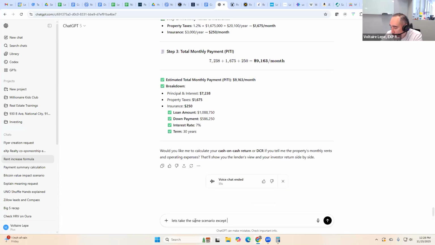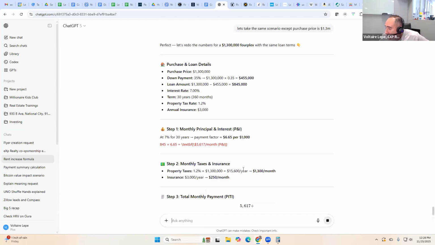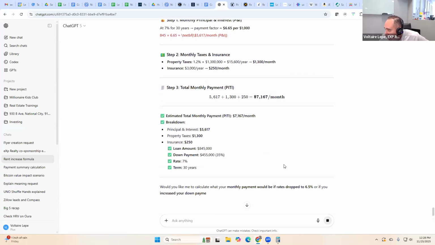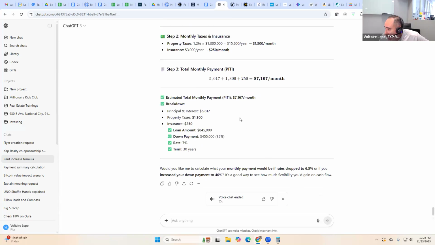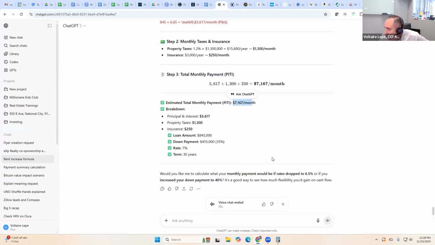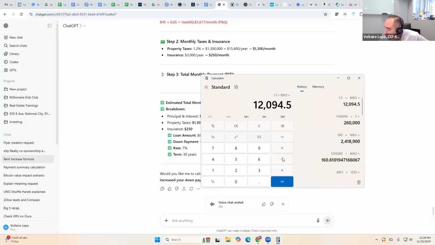Now let's go back to ChatGPT and say, okay, let's take the same scenario except purchase price is 1.3 million, 35% down, taxes, insurance, all that, right? So now it's saying that my payment's 7,200 bucks a month. So this is the rent minus 7,200. The difference, Memo, is 4,900 bucks. Does that make sense? Profit. Where buying those units, I'd be negative. How much was it? 600 bucks.